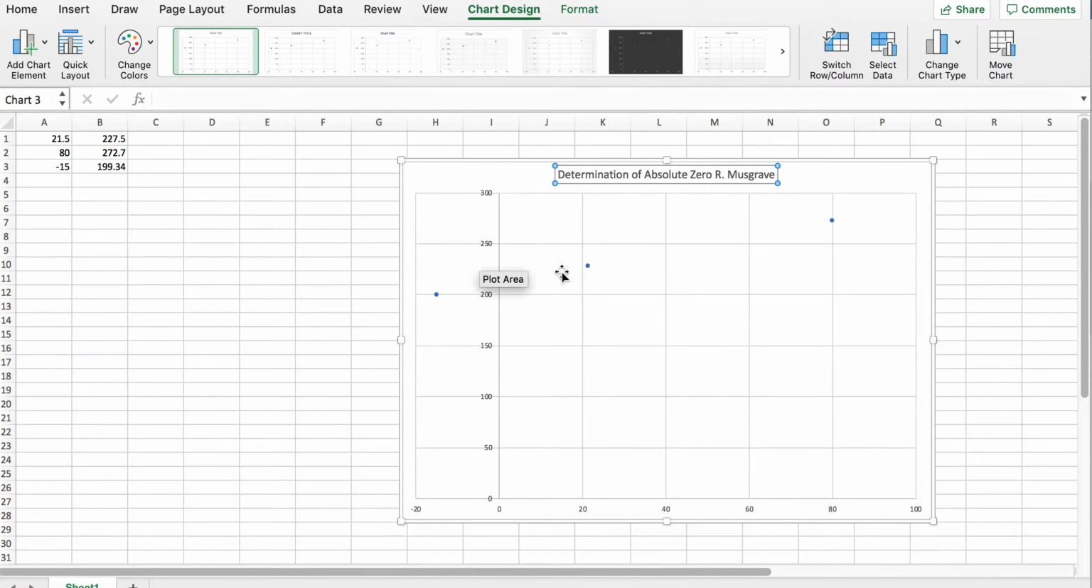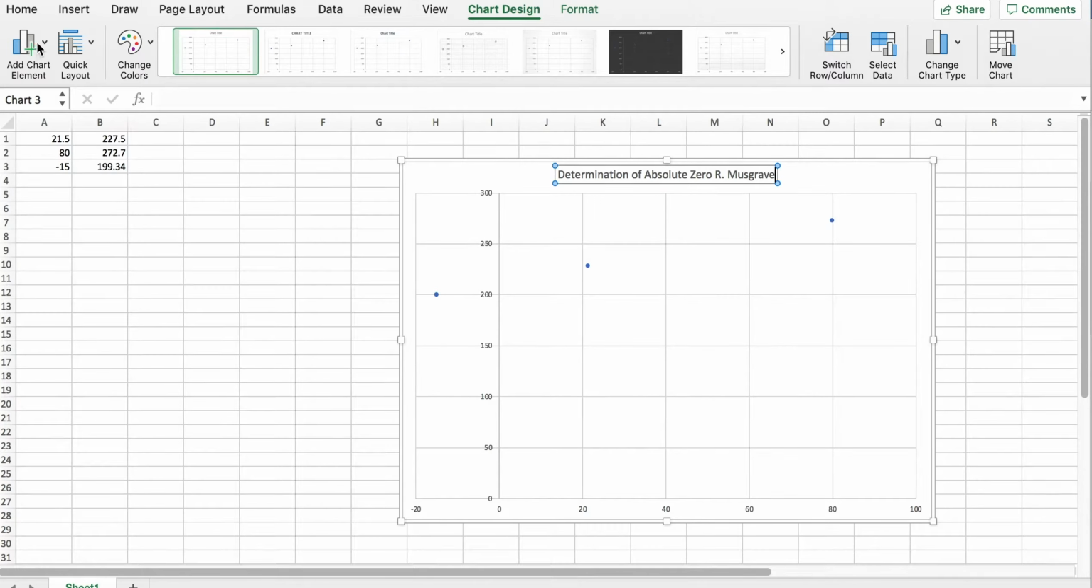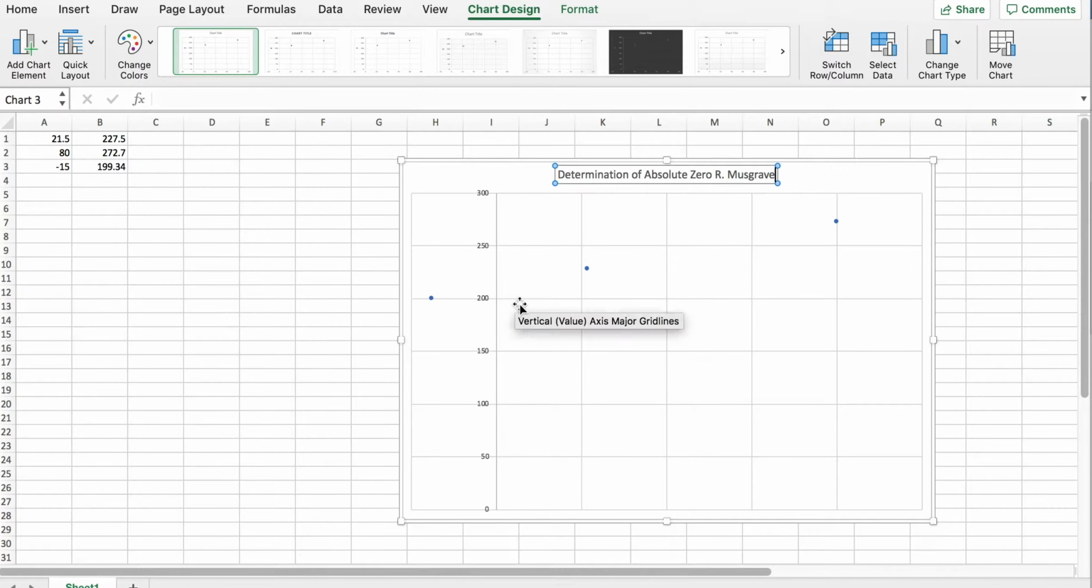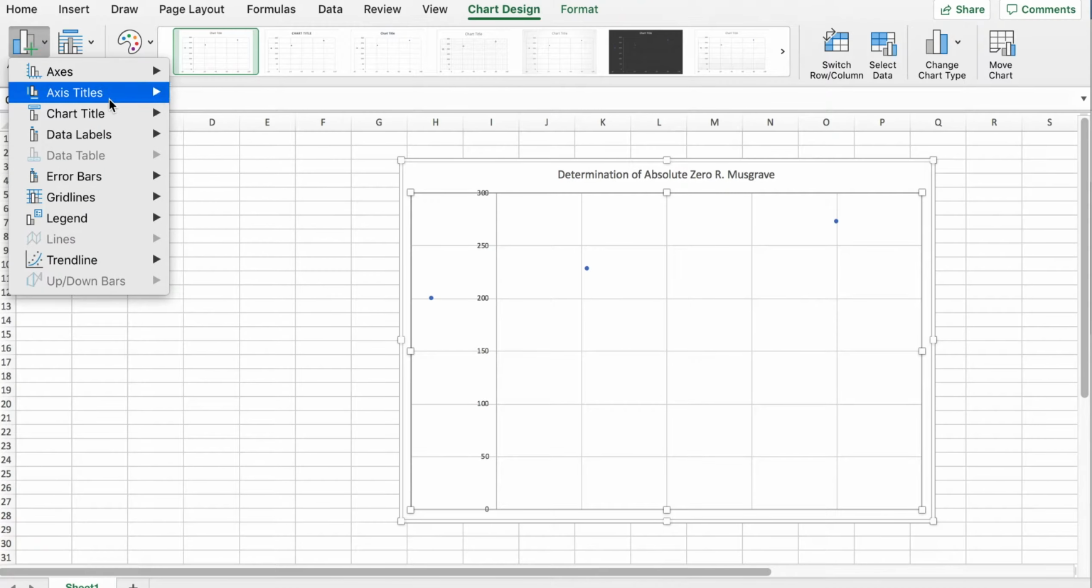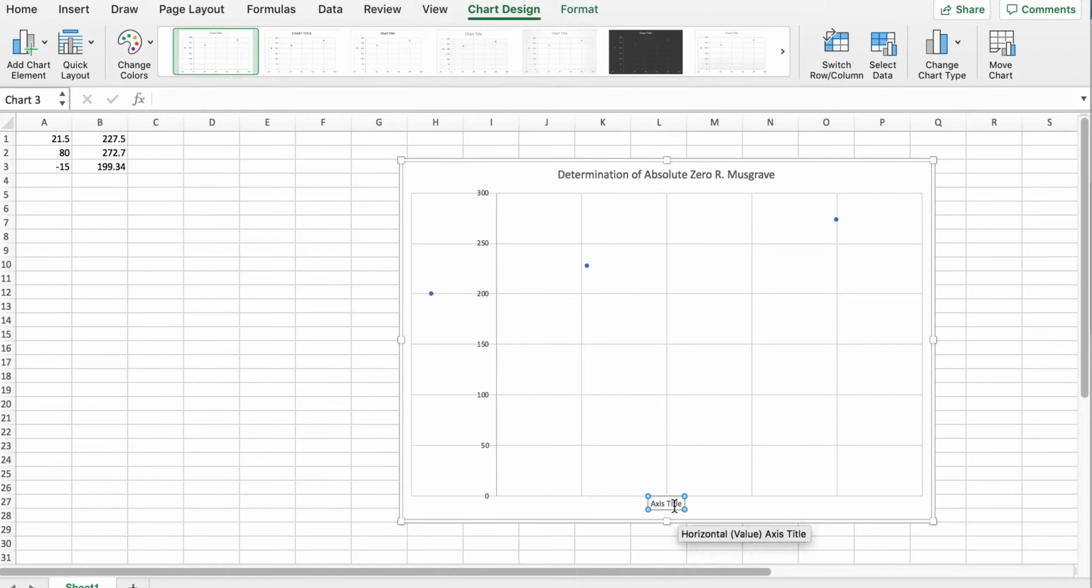And we also want to do the axes. We want to label those. We do that by clicking on this over here, which is add chart element, and we can click on the axis titles. There we go. So that's going to be, sorry, temperature. It's going to be on the x-axis, temperature. And that's going to be degrees Celsius.